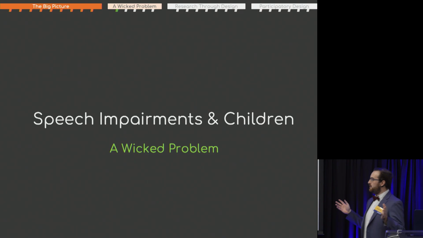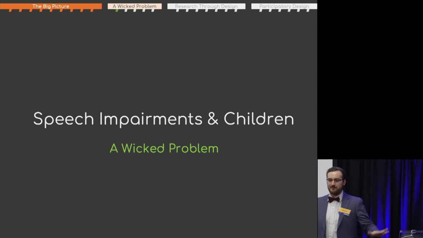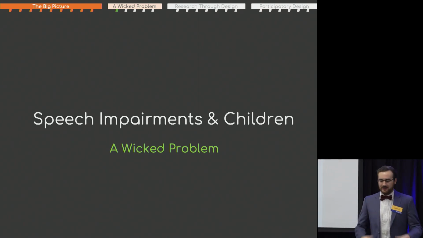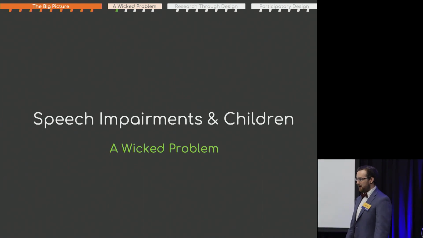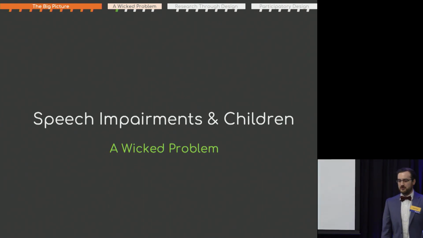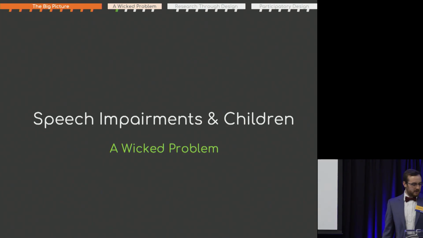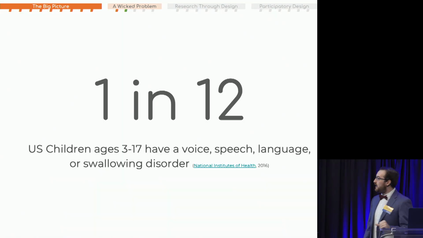So I'm going to go back to our definition. I've laid the land for you now. We got through the definitions. All right, so I'm going to propose to you my wicked problem, which is speech impairments in children, right? Healthcare system in America, it's really expensive. It's hard to get access sometimes to specialized professionals. So we're going to talk about this wicked problem a little bit. And I'm going to give you some numbers.